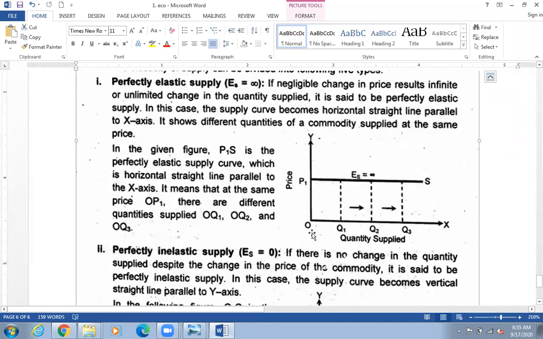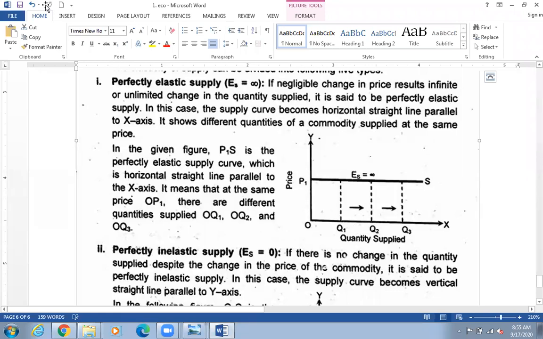Perfectly elastic supply means if there is a negligible change in price, the result is an infinite or unlimited change in the quantity supplied. As a supplier, you sell as much as possible. Then that is called perfectly elastic supply. The price is not changing, but the supply keeps increasing a great deal, so the curve goes very parallel. From Q1, Q2, Q3 it keeps increasing. This is called perfectly elastic supply.